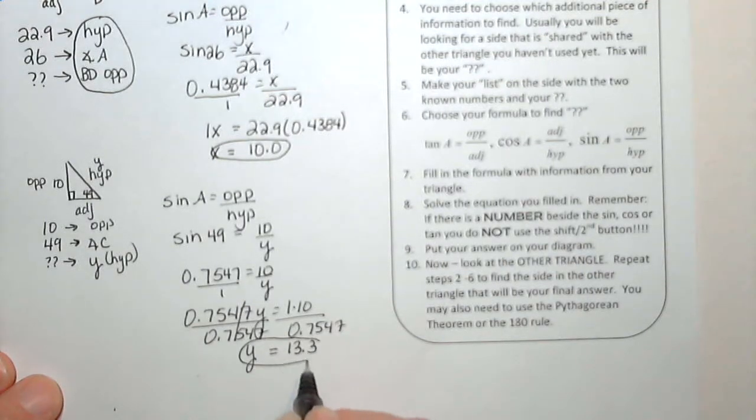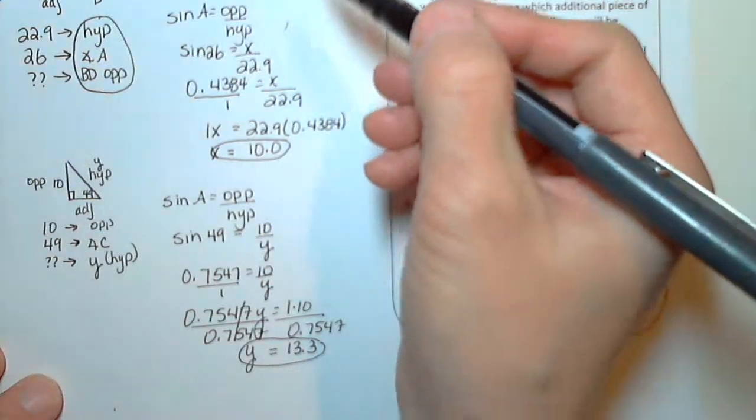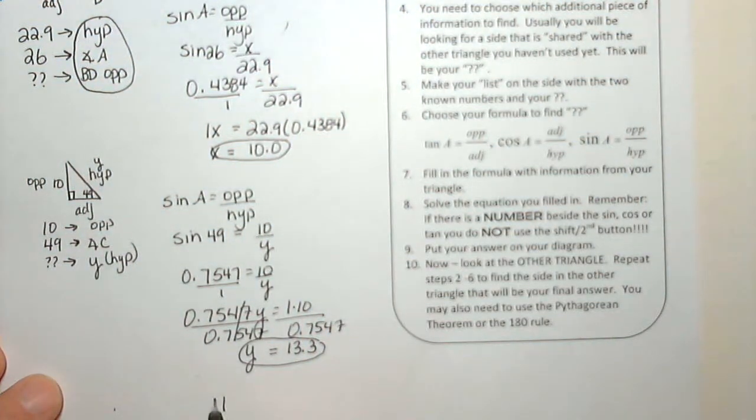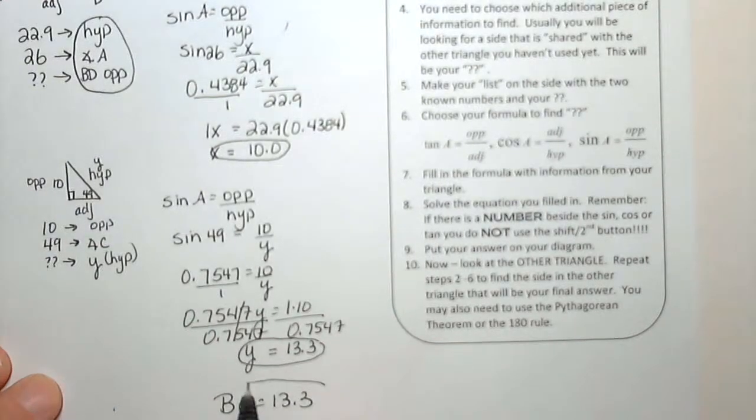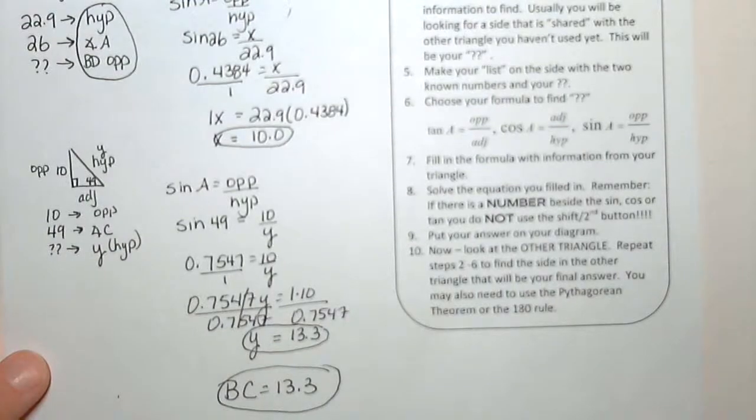Now, to answer your question correctly, let's make sure that we double check our side. Go back up to your original top diagram. That is indeed side BC. And just to make sure we get our answer right, let's change that back into what it is, and that's side BC is 13.3.